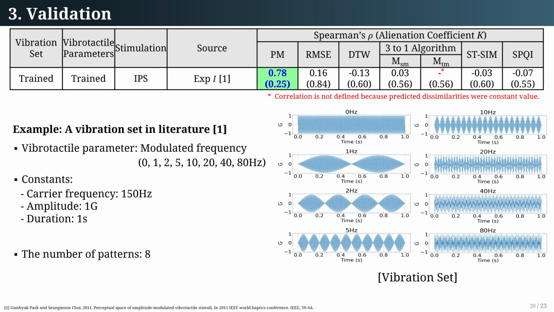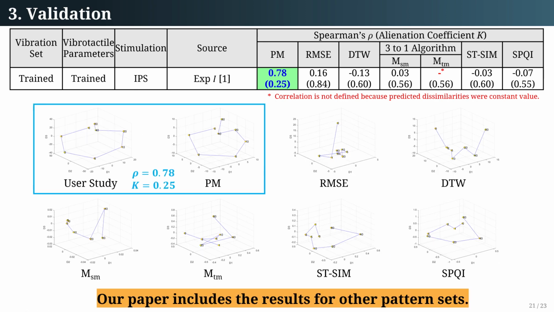Here, we present the perceptual space of one representative vibration set consisting of 8 vibration patterns with varying modulated frequency. Our model's predicted perceptual dissimilarities show the highest correlation of 0.78, and the derived perceptual space was the most similar, with the lowest alienation coefficient of 0.25. If you are interested, you can find other pattern set results in our paper.